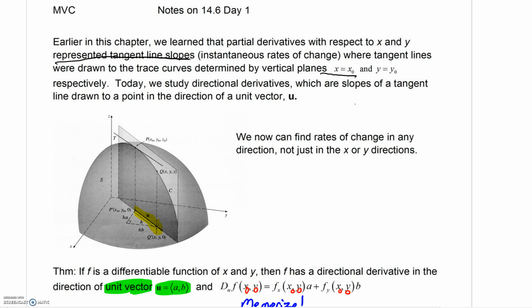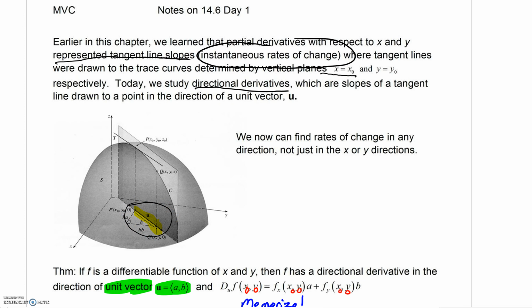You could draw two different vertical planes that would intersect your surface at a curve. We could then find a tangent line much the way that we had done before. In other words, this would be an instantaneous rate of change in the direction of x or in the direction of y, depending on which variable we were holding constant. But today we study directional derivatives. These are slopes of tangent lines drawn to a point in the direction of a unit vector u. You can see this is depicted here.